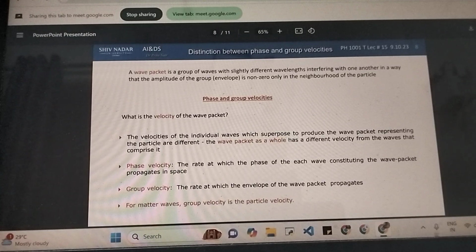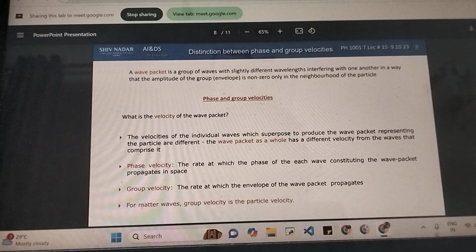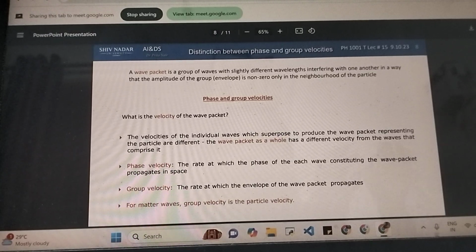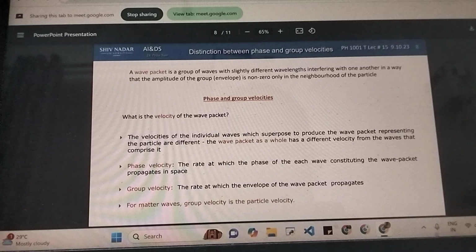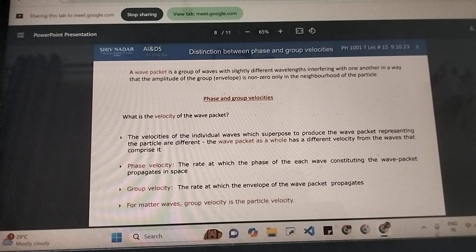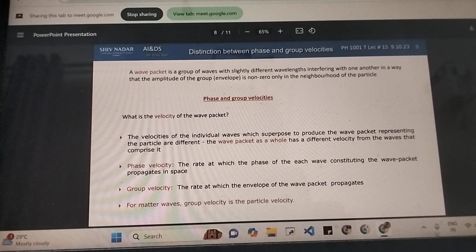But now when I am describing the same object in terms of its particle nature, I am only going to be looking at the wave packet, so that I will get its location and then I know the mass and velocity and so on. So the velocity used in that case will be the velocity of this overall superimposed wave. That is what I refer to as the velocity of the particle, and that is called the group velocity. So that's the distinction between phase and group velocities.